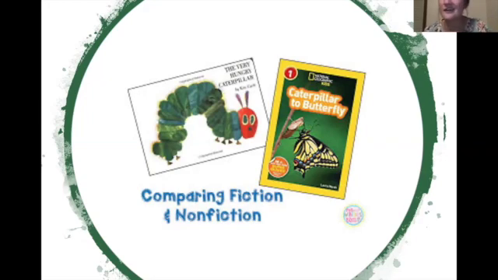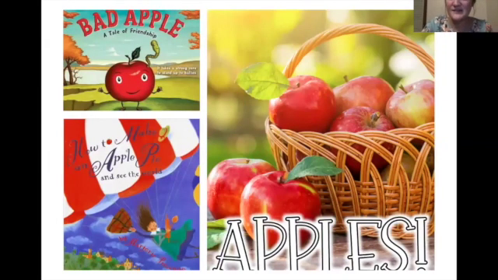And we'll be looking at lots of nonfiction and fiction books throughout the year. So like we talked about last time, we have our 2 fiction books that are fake. Our clues are that they have illustrations and they have things that can't really happen, like an apple with eyes. But now we're going to read our new nonfiction text, which is all about apples.